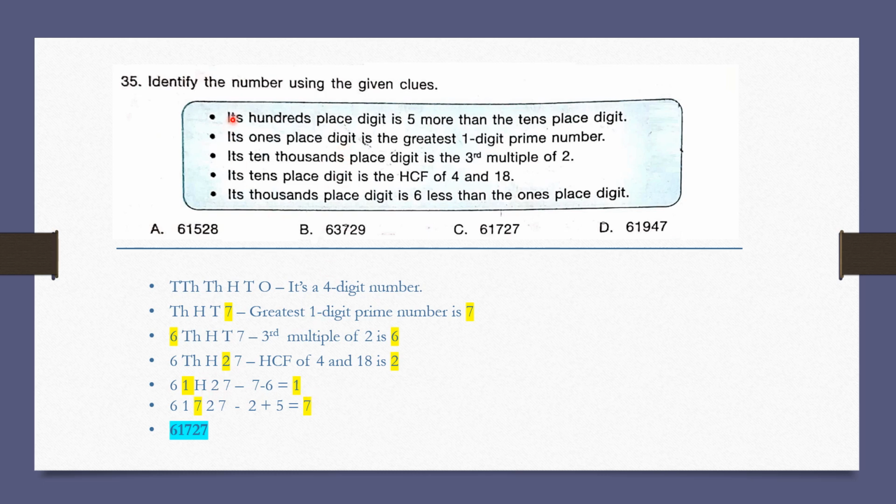Now go back to the first clue. Its 100 place digit is 5 more than the tens place digit. Now at the tens place we have 2. So we add 5, we will get 7. So its 100 place digit will be 7. So the number will be 61,727, which is option C.